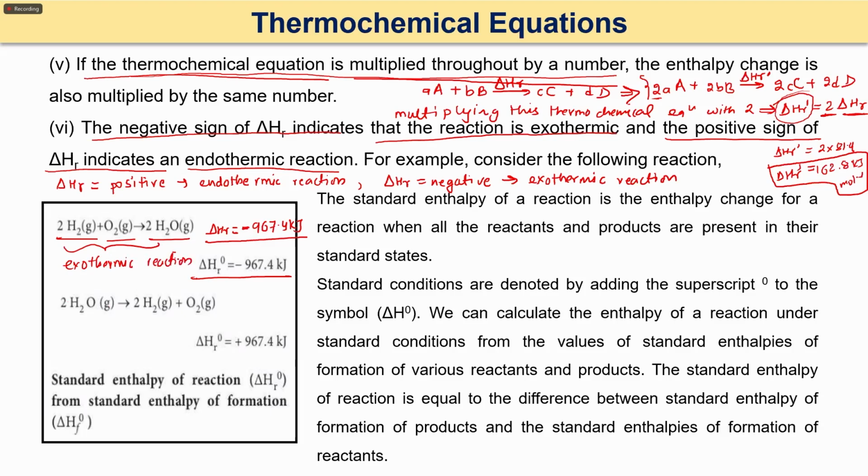Now see here what they have done, they have reversed the reaction. Now 2 moles of water is getting split into 2 moles of hydrogen and 1 mole of oxygen. Once the reaction has been reversed, the magnitude of your enthalpy change will remain the same, but its sign will change. If in this case it was negative 967.4 kilojoule, then it will become positive 967.4 kilojoule.